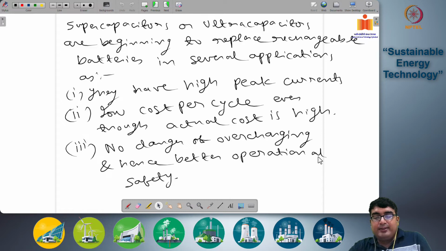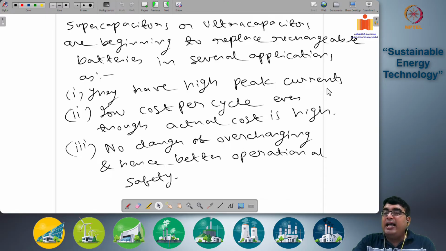So supercapacitors have many advantages and are beginning to replace rechargeable batteries in several applications. They have high energy density, fast charge-discharge times, and good cycle times. So they are beginning to be quite widely employed in many technologies and are even replacing rechargeable batteries. Batteries we will come to next.